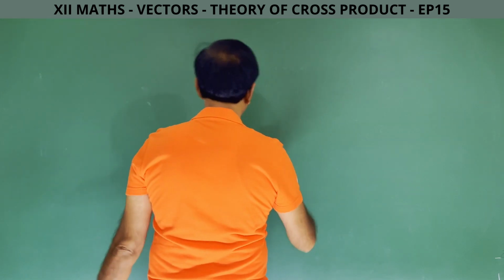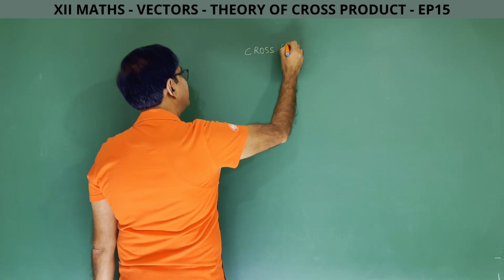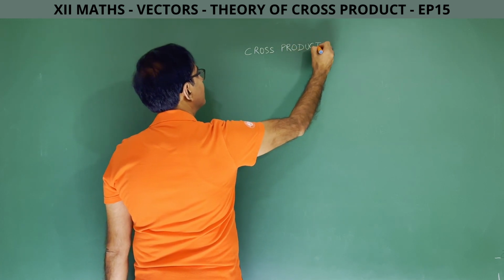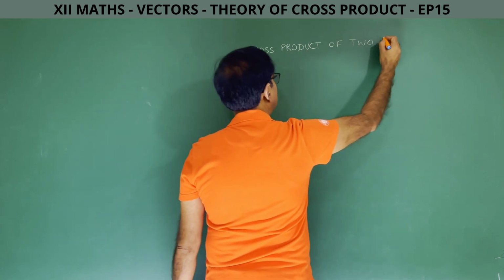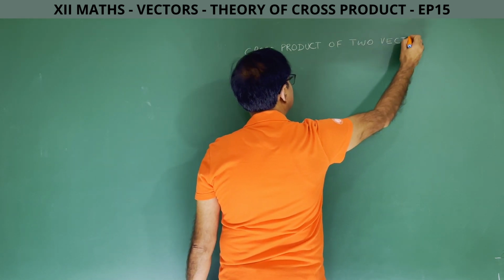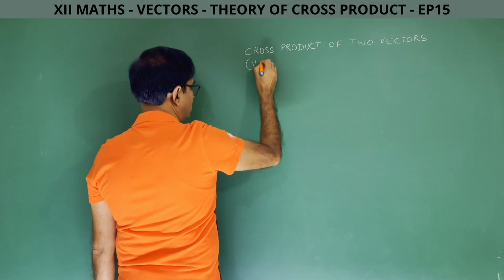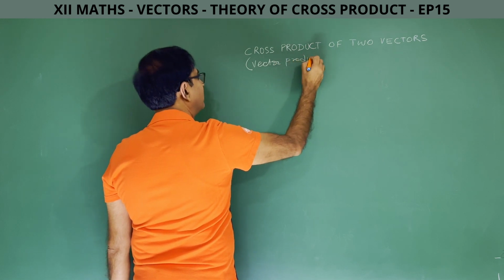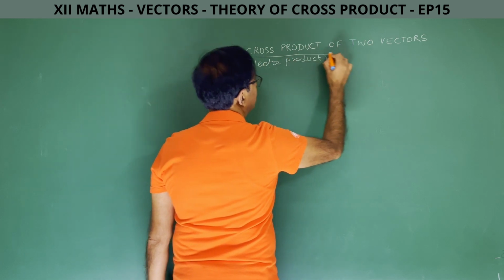So what is our today's topic? Cross product of two vectors. Cross product is also called vector product. Why is it called cross product and why is it called vector product?